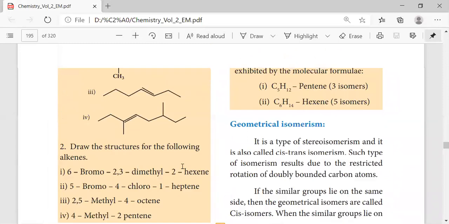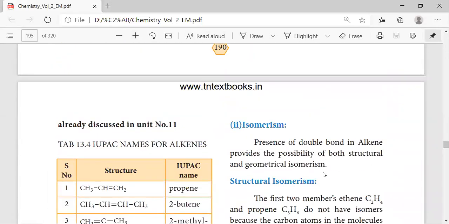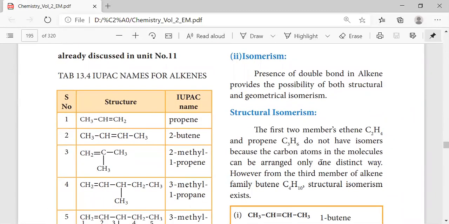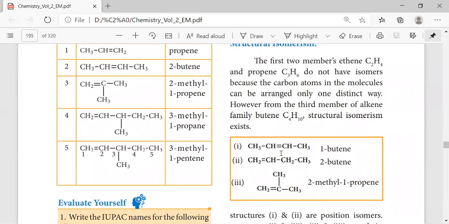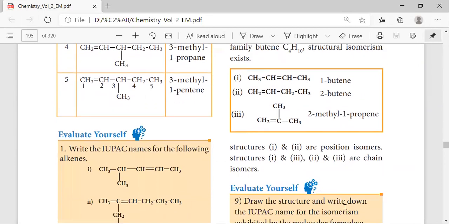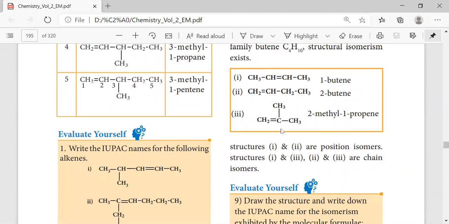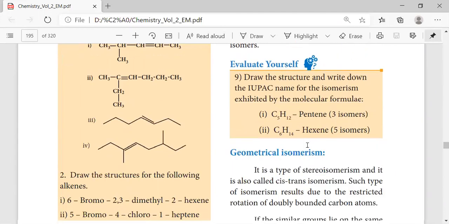Now we'll move on to isomerism. Isomerism simply refers to the structure. Same molecular formula, but a different structure, not the same structure. That is said to be isomerism. Here you see 1-butene and 2-butene. Both have the same molecular formula, but they have different structures. The position of the double bond varies.